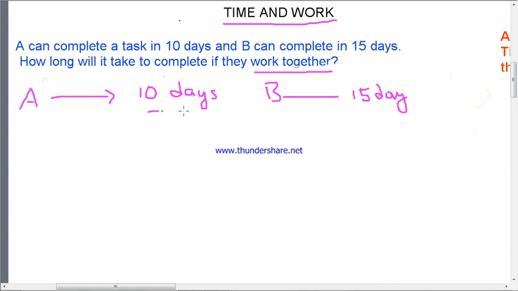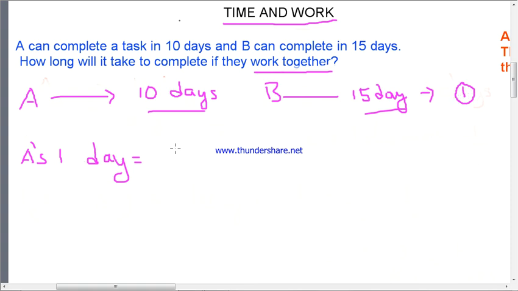So you simply cannot add 10 and 15 over here and then say 25 days if they work together. No, that is completely wrong. So I'll show you how it's done. You have to first find one day's work. In 1 day, how much work can A complete? What part of the work can A complete? Over here you are doing one job, so the complete work is considered to be 1. One whole job.